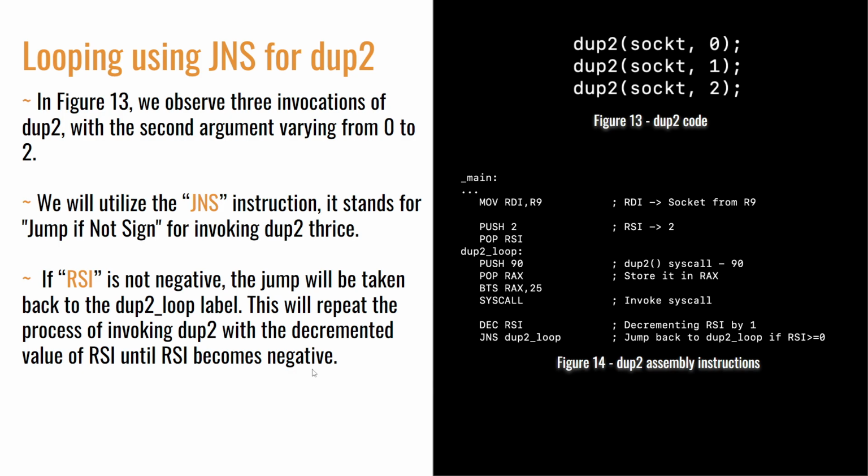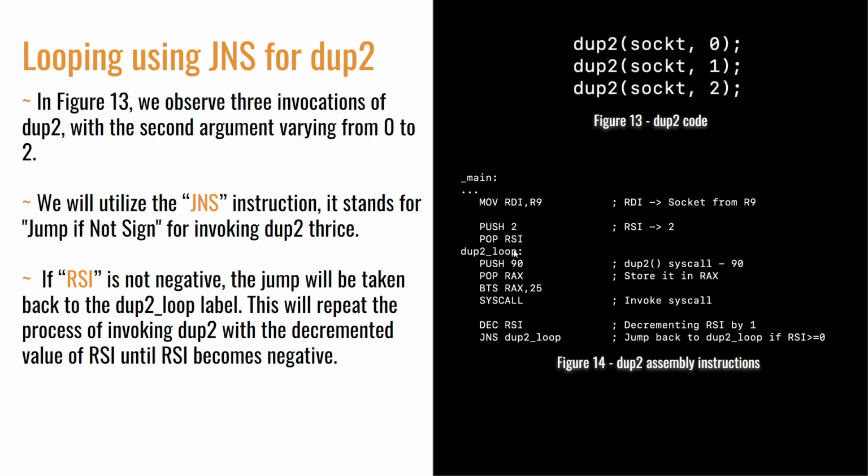I know right now this doesn't seem to make sense to you because you have no idea how this is really happening. Don't worry, in the next slide we will show how this actually happens. So this is the assembly code. Here we see mov rdi, r9. This basically stores the socket which we saved previously into RDI, being the first argument. Then we push 2 into RSI, so the second argument becomes 2, and then pop it into RSI.